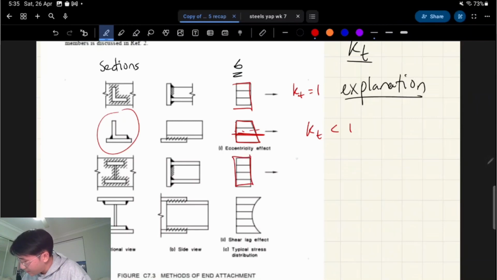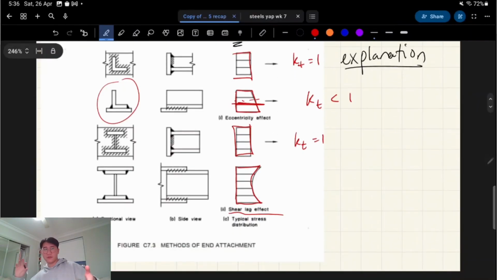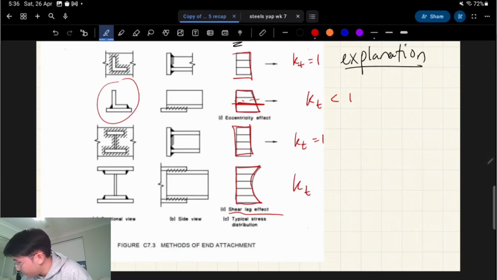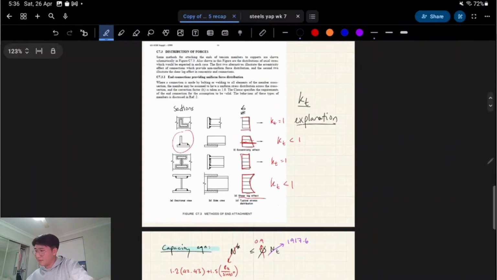Here, KT is 1 because it's uniform and there's no eccentricity. Here there's no eccentricity, but it's not uniform anymore. This is called shear lag. The shear lag effect is describing this phenomenon of non-uniform axial stress distribution in tension. So yeah, this one is another case where KT is less than 1. So I just want to add that in.